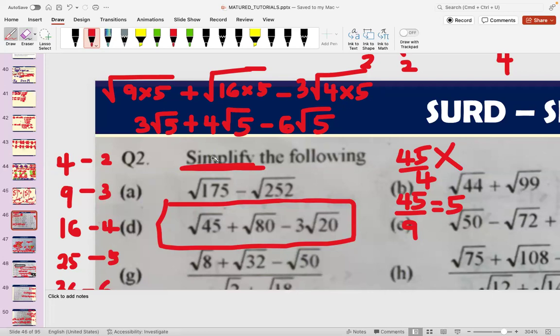So we can combine the outside and then have the final answer. We have 3 plus 4, which is 7. 7 minus 6, which is 1. So our answer will be 1 root 5. But I told you that in surds, when it is 1, we don't write the 1. So the answer will be square root 5. And that is D.